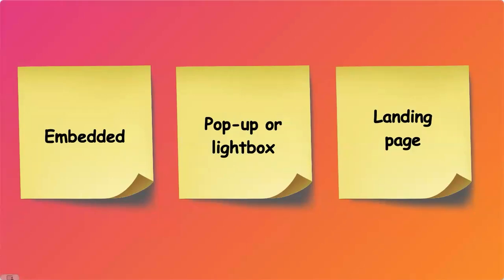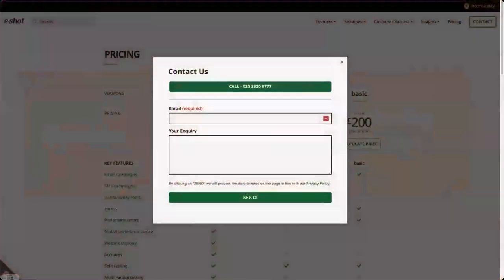As I said earlier in the session, the other way we can approach it is to show the form on a landing page, and that adds some simplicity to things because we don't need to do anything special on the website. We can just link to the landing page. So let's have a look at a couple of examples of those different methods.